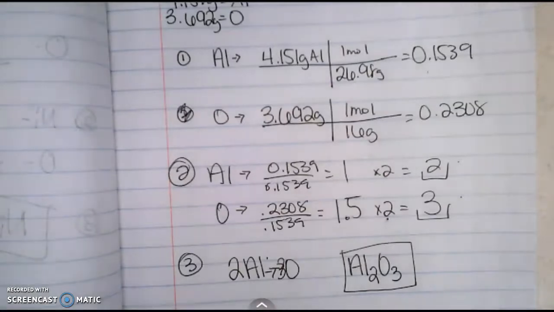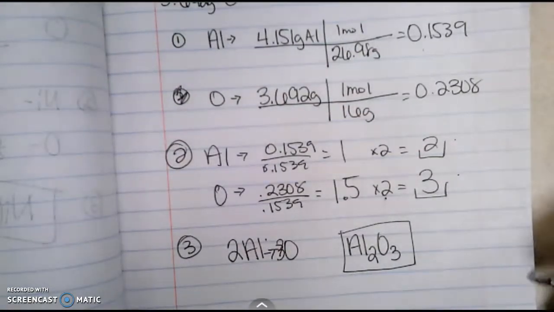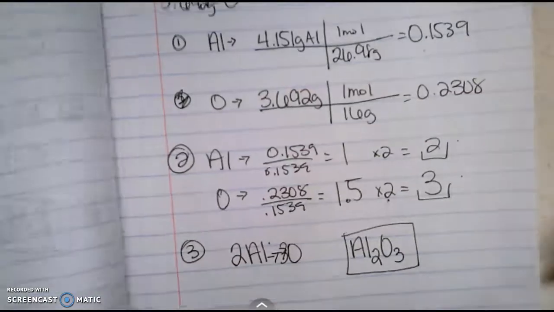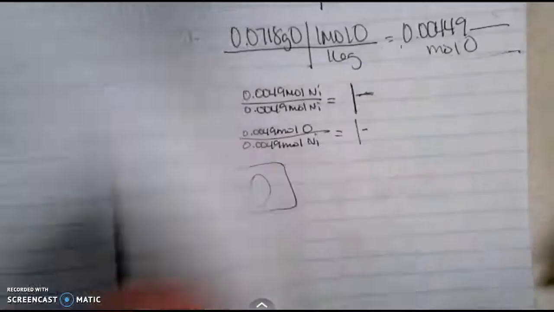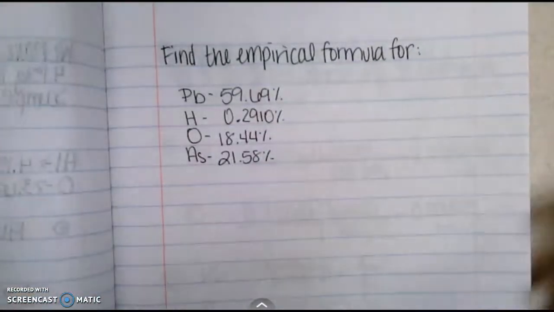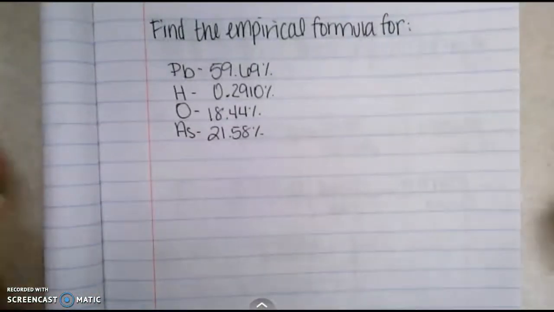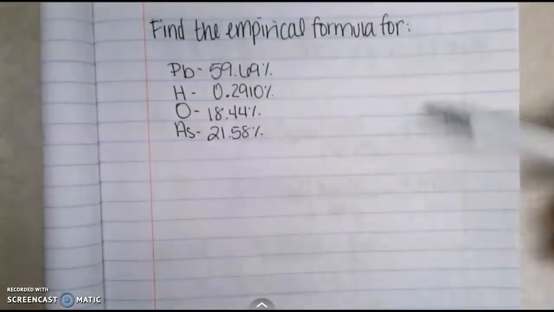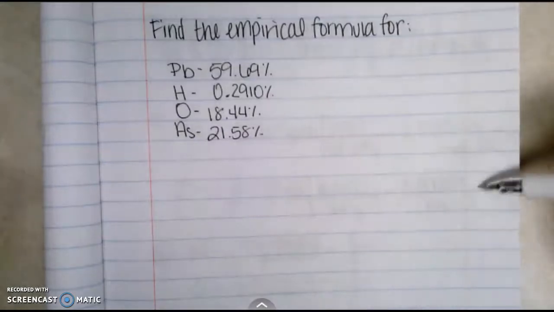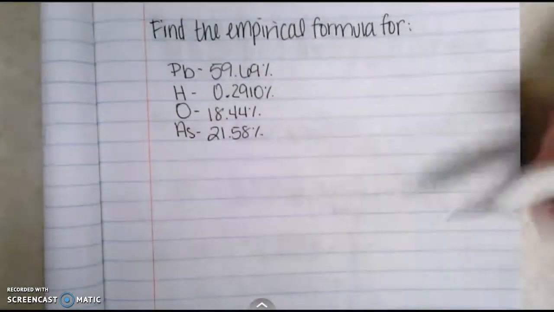Okay, so the final type of problem that you're going to run into, cute, there's the bell, is going to look like this. The question just says, find the empirical formula for, and then you just have a long list of percentages. So we don't actually have any weights. How do you convert those to moles? We don't have any weights.